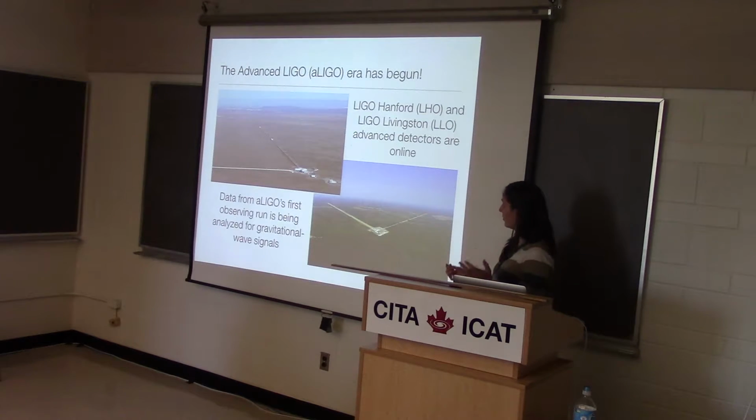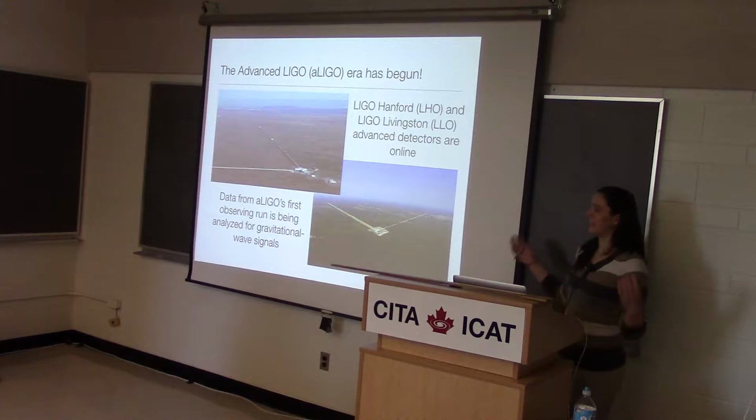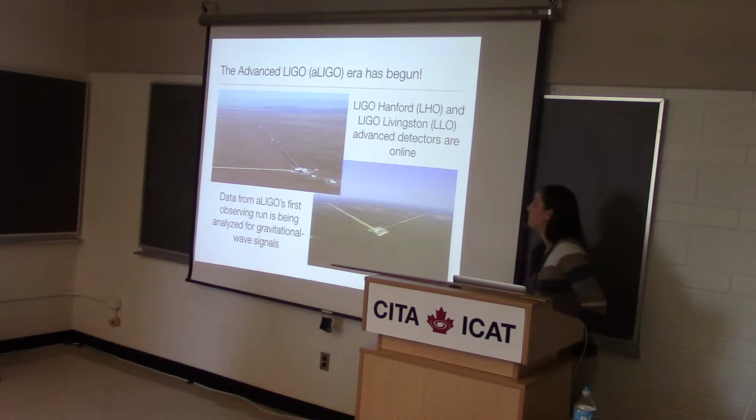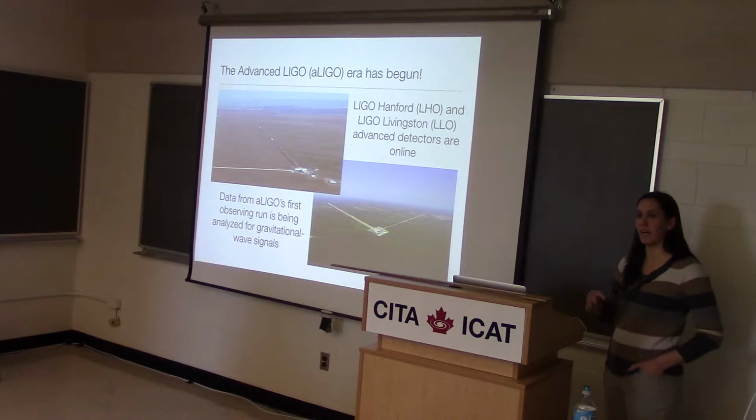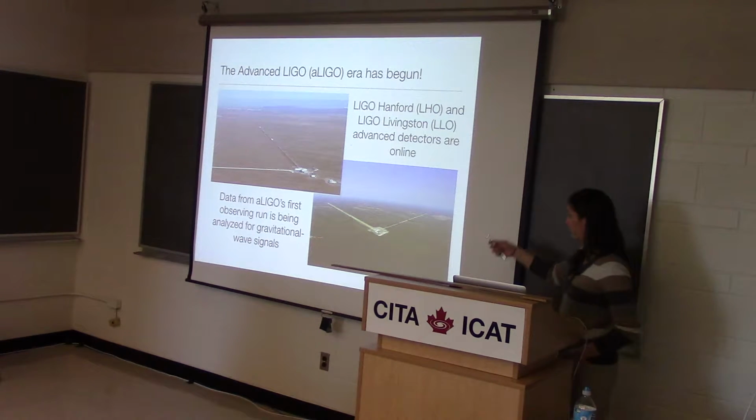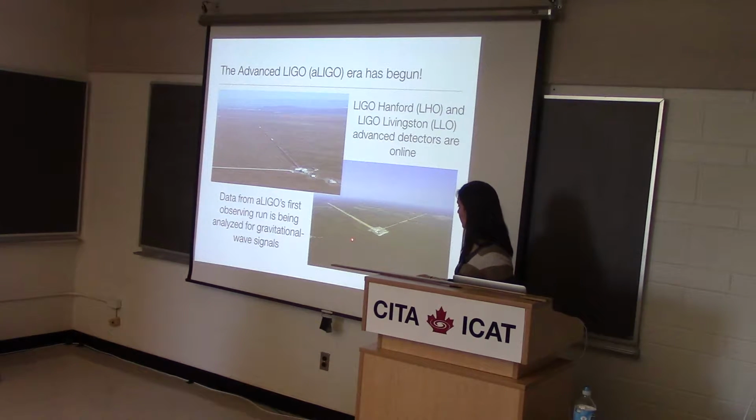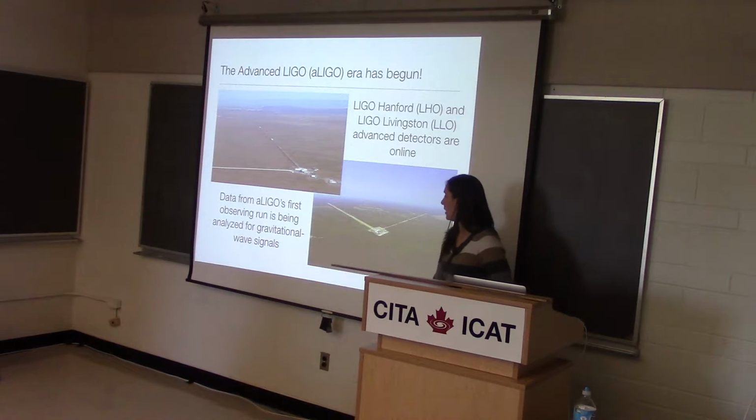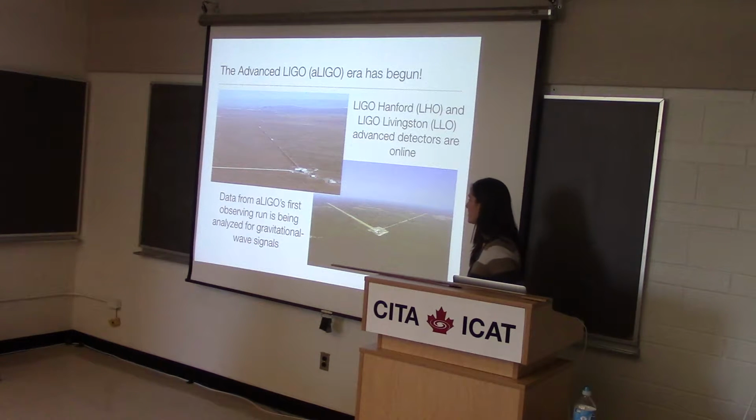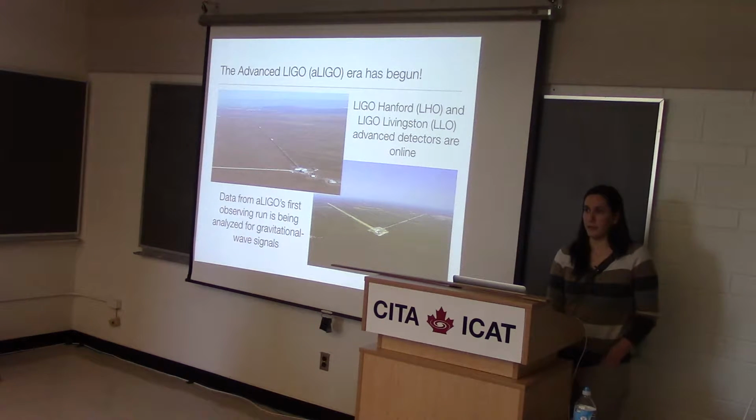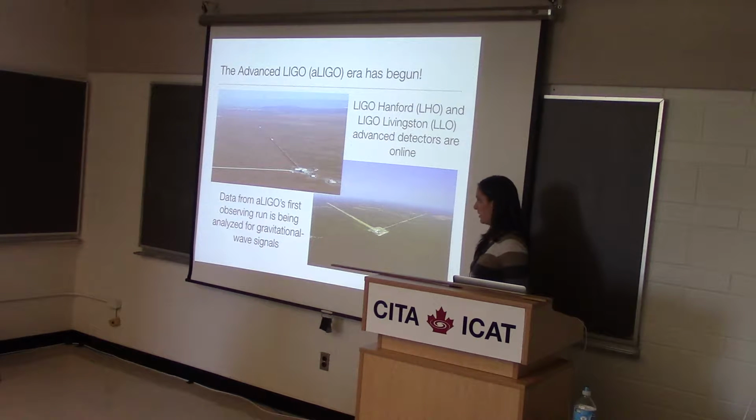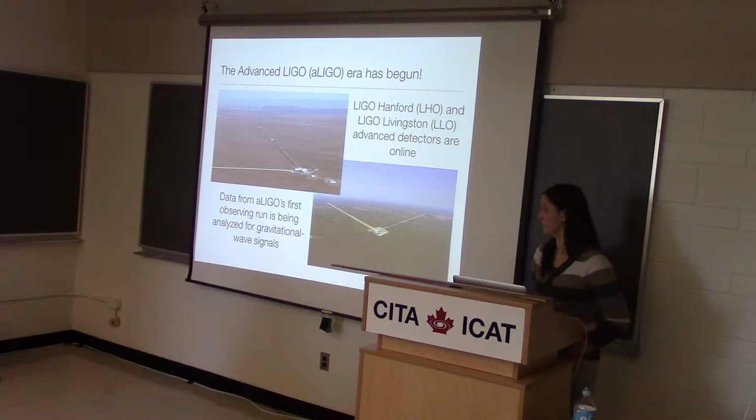So just to begin the talk, if you haven't heard yet, advanced LIGO is here. The advanced LIGO detection era has begun. The two LIGO detectors, our Hanford Observatory, or LHO, and our Livingston Observatory, LLO, are both online. We began our first advanced detector observing run in September, and it actually ends tomorrow, I think. So we've got several months of the most sensitive data we've taken to date, and we're in the process of analyzing this data for gravitational wave signals.